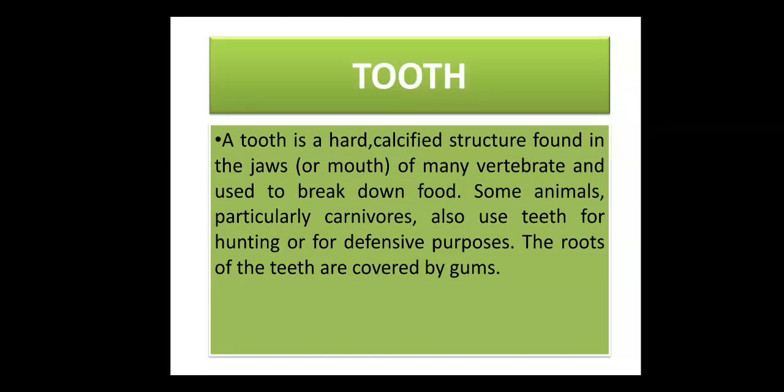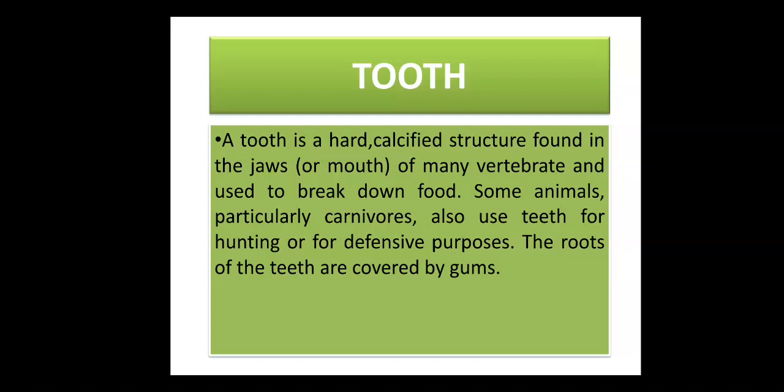Here we have the definition. A tooth is a hard calcified structure found in the jaws or mouth of many vertebrates and used to break down food. Some animals, particularly carnivores, also use teeth for hunting or for defensive purposes. The roots of the teeth are covered by gums. We have already discussed the teeth.